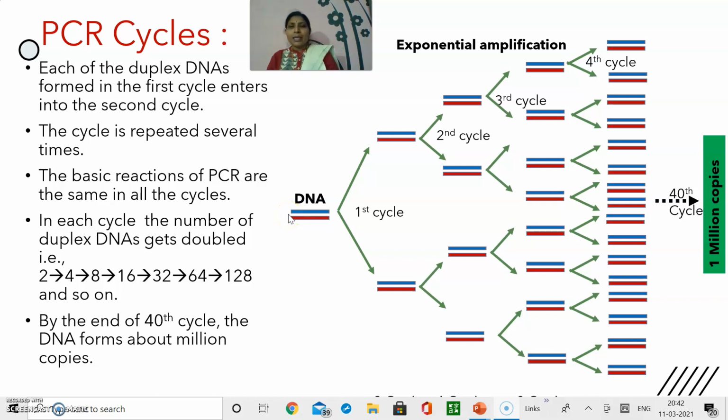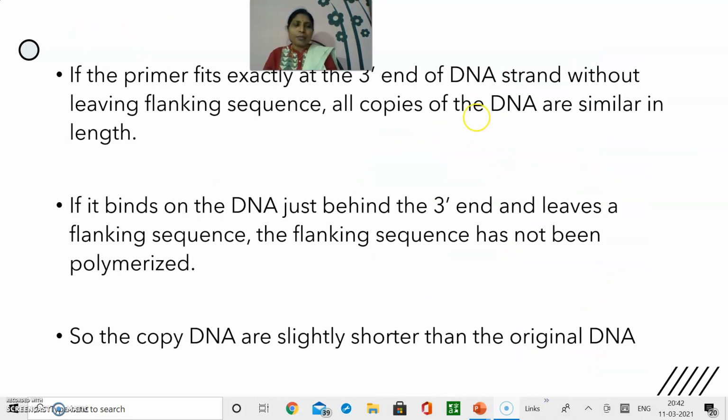So all the basic reactions of the PCR are the same for all the cycles. This is showing the exponential amplification of the DNA. The single molecule will form 2, from the 2, 4, 8, 16, 32, 64, 128 and so on, and it will form a million copies of DNA at the end of the 40th cycle.